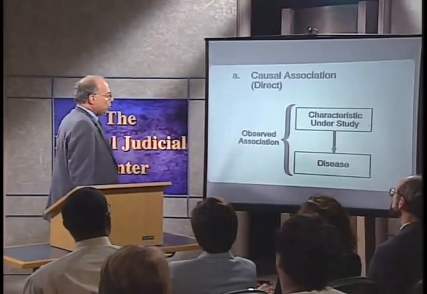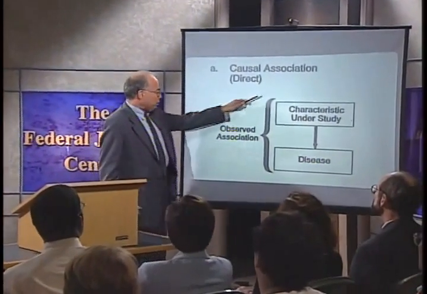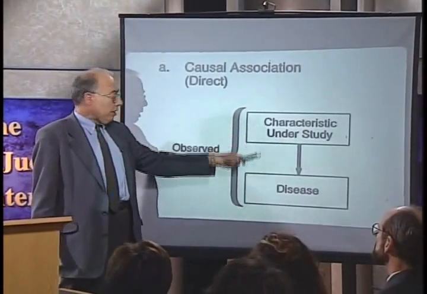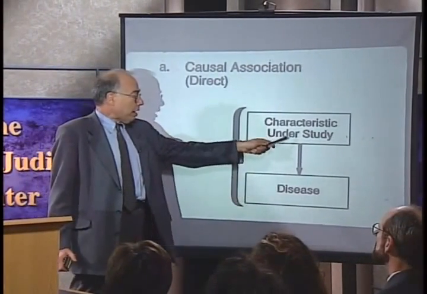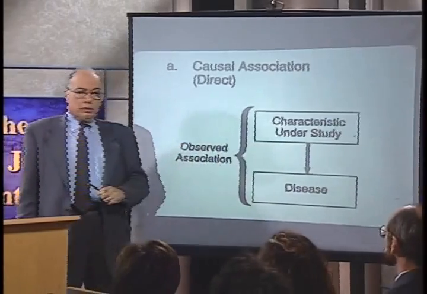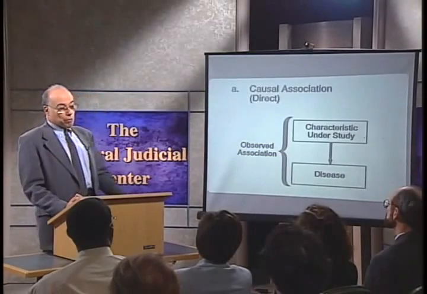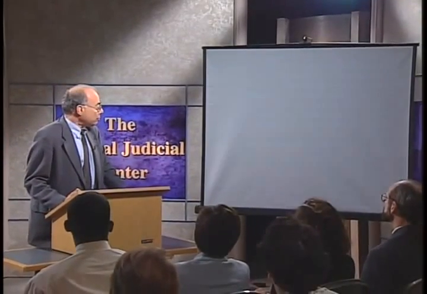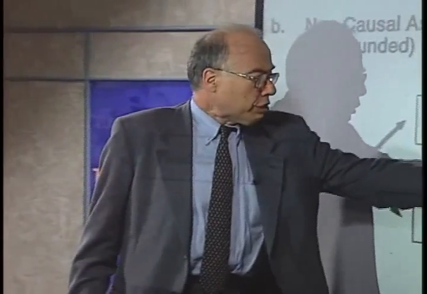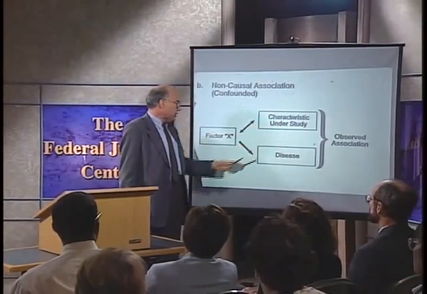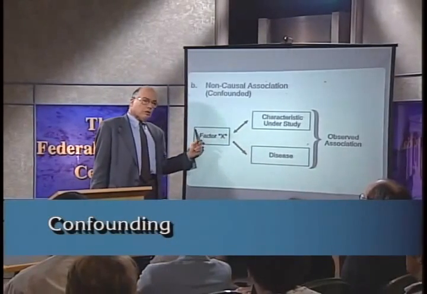This diagram shows us a causal association. We observe an association between a certain characteristic or an exposure and a disease, and the characteristic or the exposure causes that disease. This is a causal relationship, and causation here is indicated by the arrow connecting the two boxes. It is also possible, however, that we can observe an association, as shown here, not because the characteristic or exposure causes the disease, but because both of them are linked to a third factor.